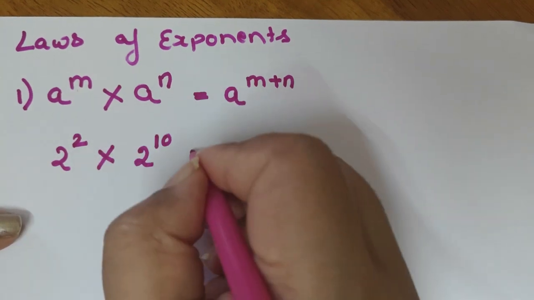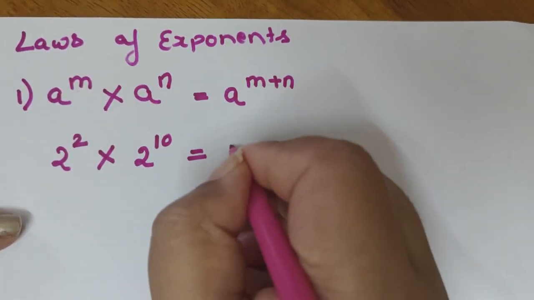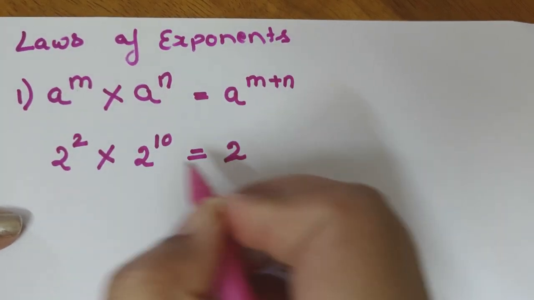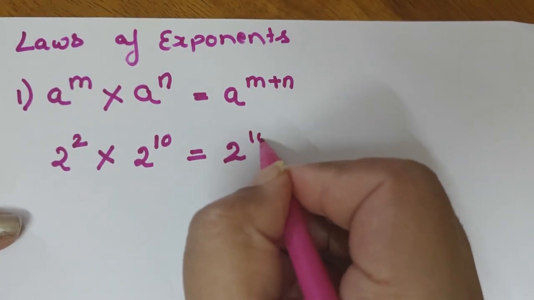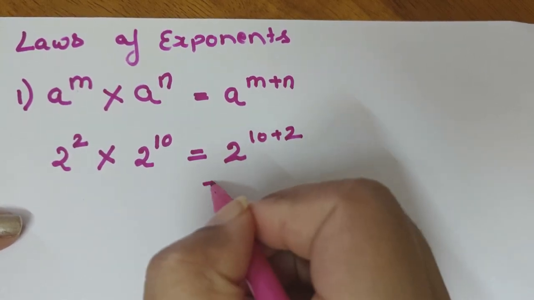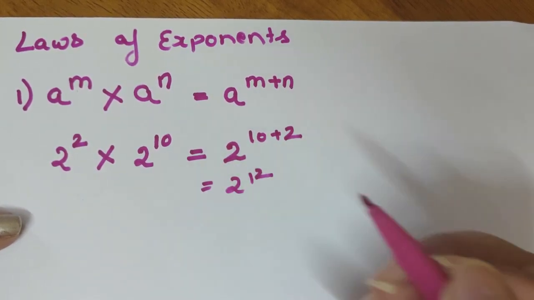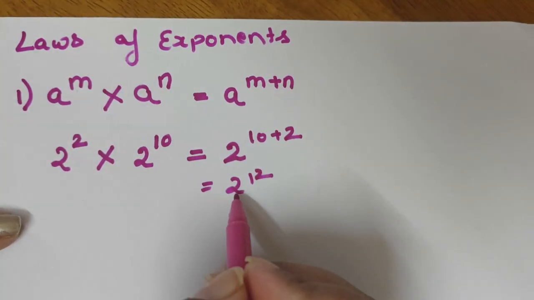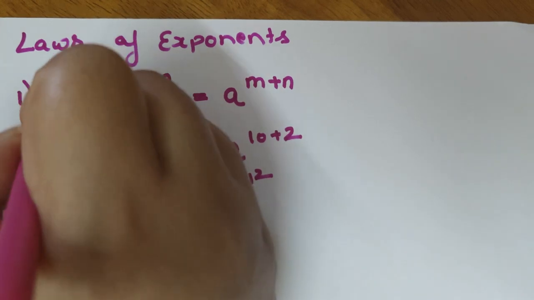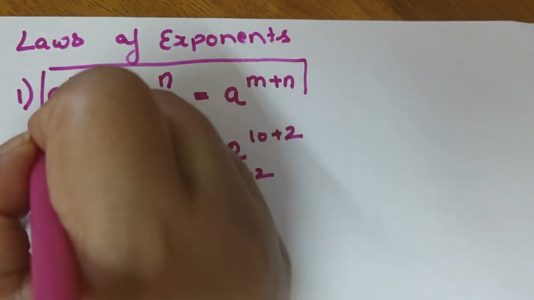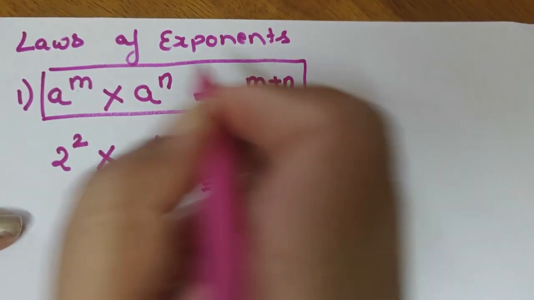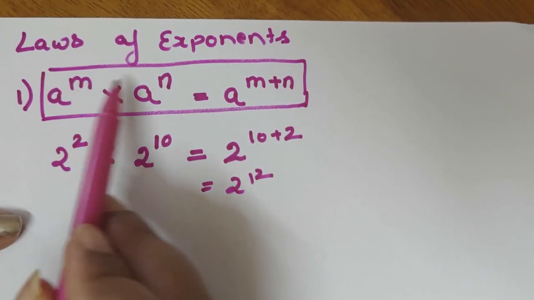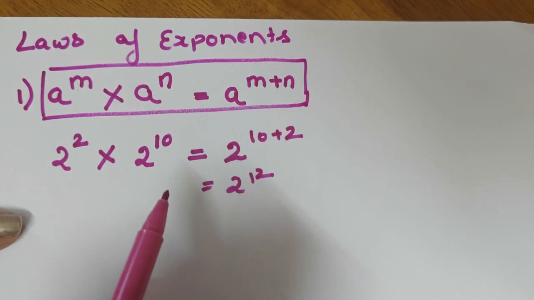So what does the law say? That we will add both the powers together. And now we can solve this. So this will be equal to 2 to the power 12. So the first law is clear: a raised to the power m into a raised to the power n, if the integer is the same, their powers get added.